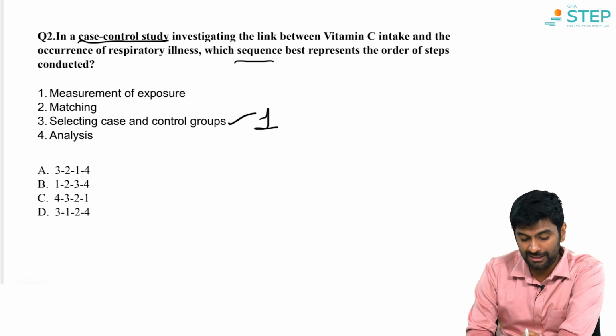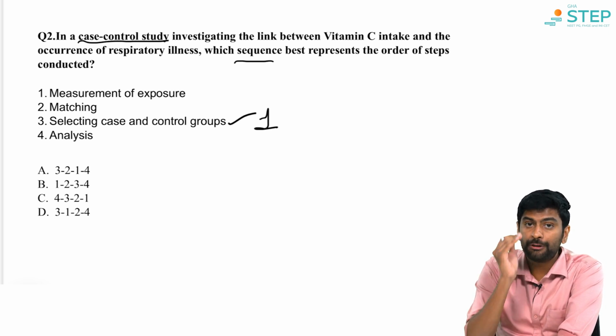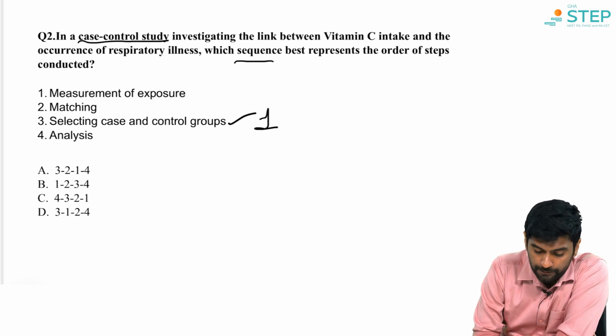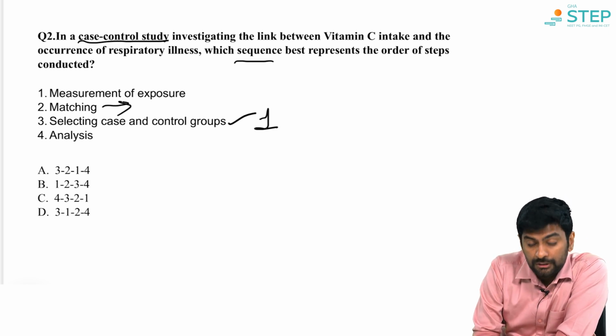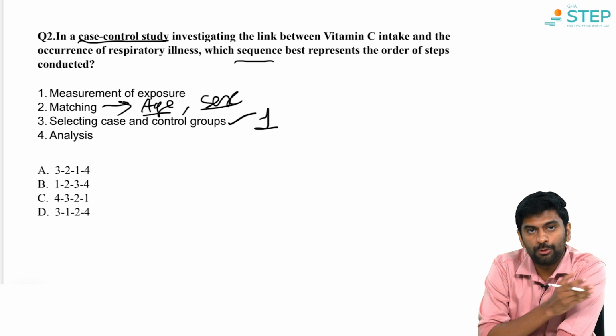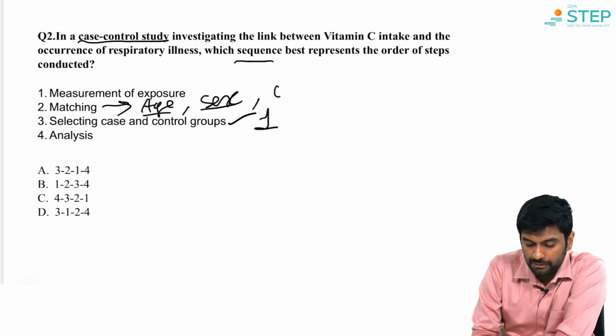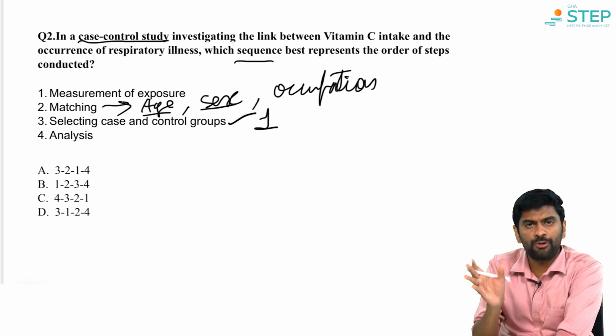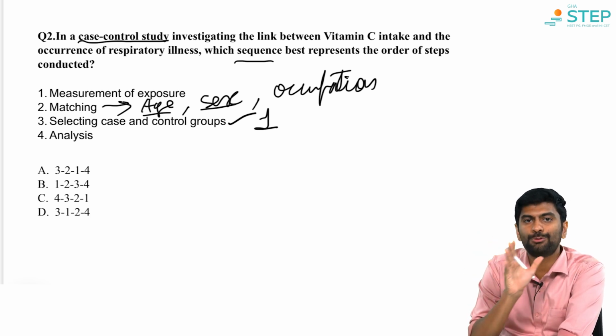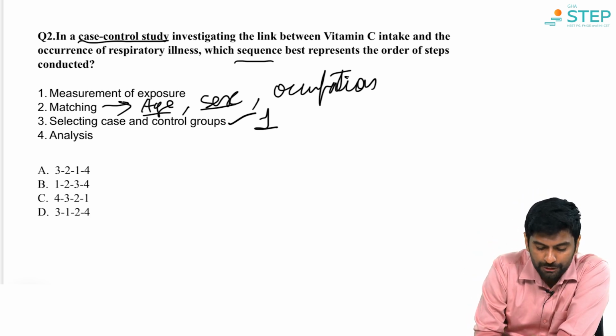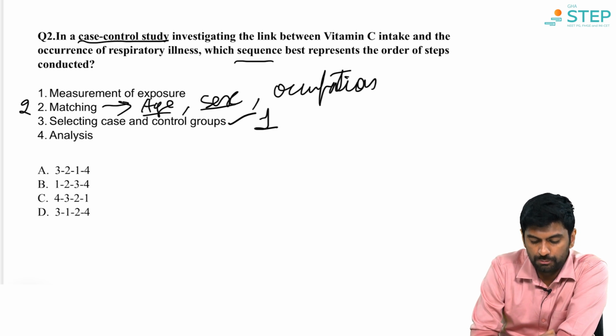Next, we need to match them on whether they are cases or controls. After that, we need to match them. What does matching mean? They need to be of the same other risk factors. So they may be of the same age, they may be of the same gender. So we need to match them so that they're all similar in those aspects. They may have similar occupations. So except for the exposure, all the others should be pretty much the same. That's what they're trying to look at. So next, you'll make sure that they are matched. So this will be number 2.